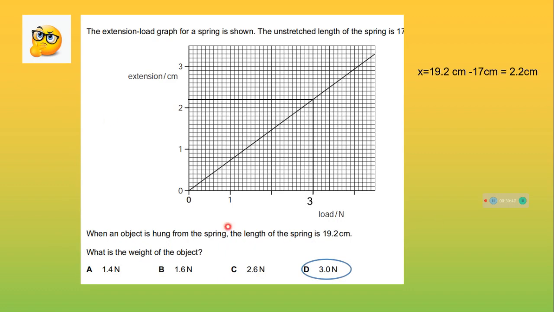The extension load graph for a spring is shown. The unstretched length of the spring is 17, definitely when the load is 0. And when an object is hung from the spring, the total length of the spring becomes 19.2 centimeter. So extension x is 19.2 minus 17, 2.2 centimeter. The corresponding value of load when the extension is 2.2 centimeter is 3 Newton. So the answer is 3 Newton.